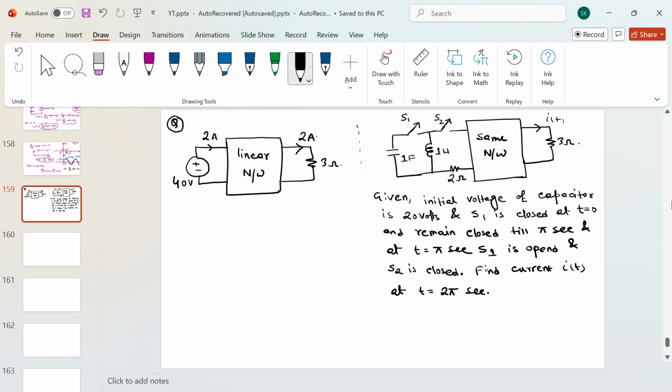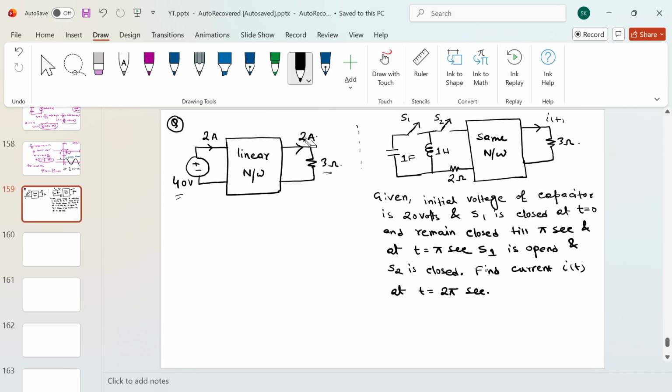You are given one linear network, and the voltage that you are applying is 40 volt, and the current coming out from the source is 2 ampere, and let's say the load resistance is 3 ohm, and the current flowing through the resistance is 2 ampere.